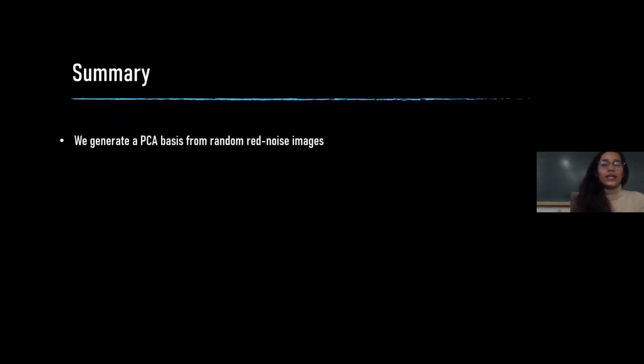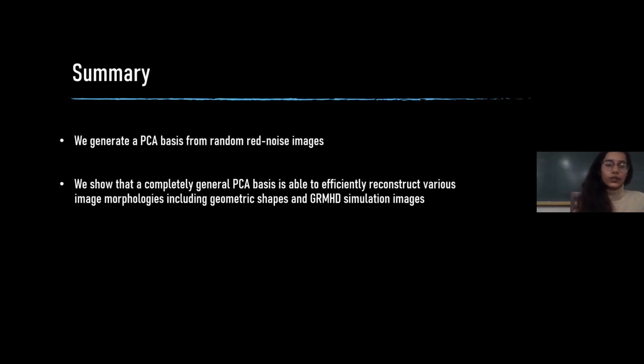We generate a PCA basis from random red noise images. So we start from something that is not physical. It is just randomly generated images. We showed that a completely general PCA basis is able to effectively reconstruct various image morphologies, including geometric shapes and GRMHD simulation images. So images that look very different from my training set, I was able to effectively reconstruct using this general PCA basis.